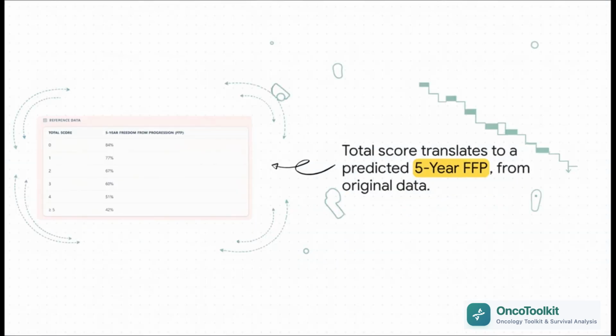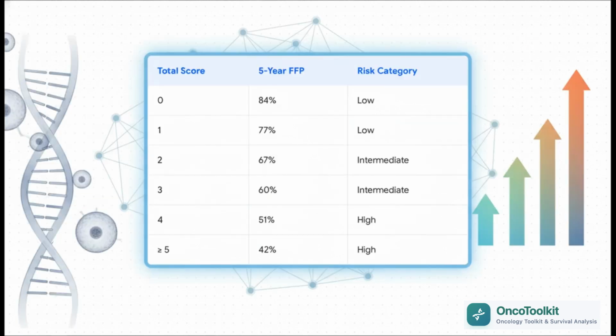Now, this slide shows you the payoff. That total score you calculated translates directly into a predicted 5-year freedom from progression. You can see that stepwise drop in FFP as the score ticks up, and this comes straight out of the original reference data. So here's how that translates into the clinic. If a patient has a score of 0, we're looking at an 84% 5-year FFP. They're in the low-risk group. But look at what happens as the factors pile on. A score of just 2 drops the FFP to 67%. That moves the patient into the intermediate risk category, and that distinction can completely change our treatment plan.